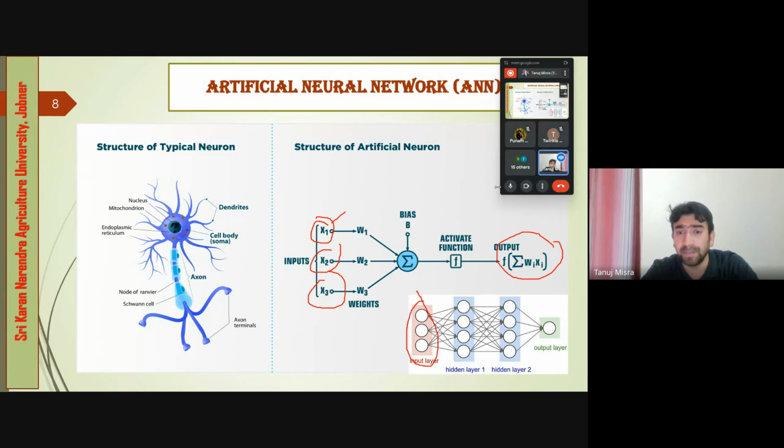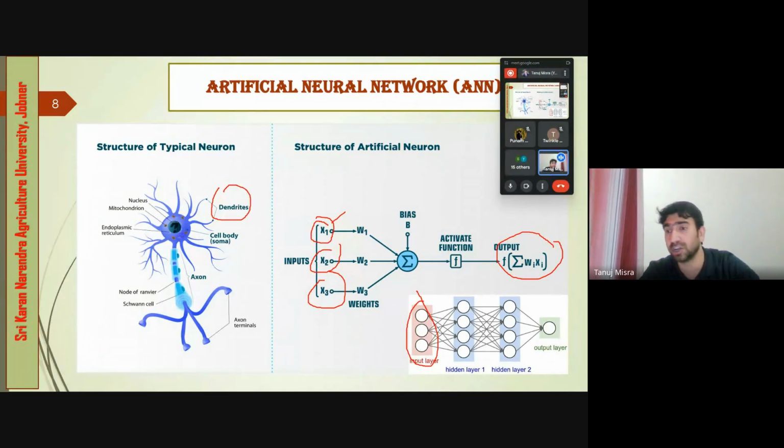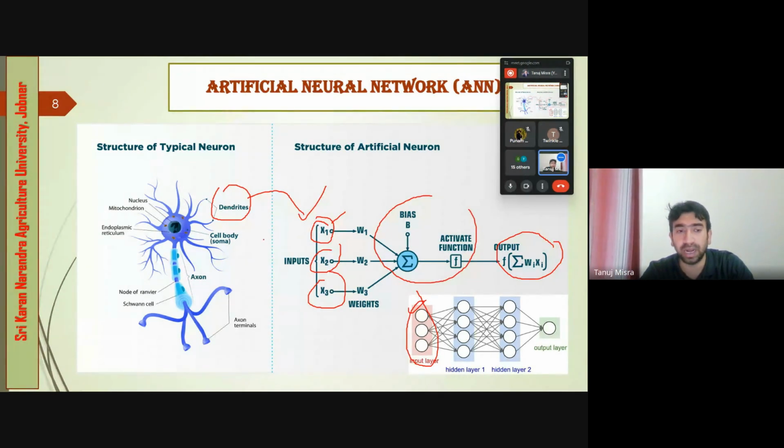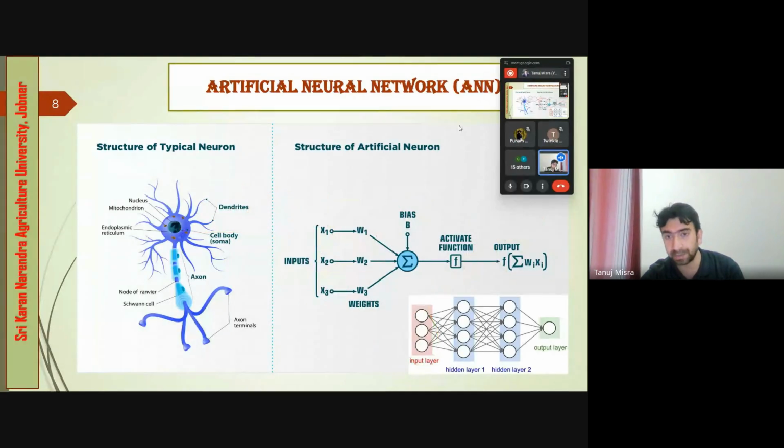So this is the simple structure. We can say the true dendrites, true structure of neurons. This is the input node, the input layer. This is the hidden layer where the whole processing is done, and after that, output. So this is the basic concept. I am just giving you the basic concept, not in the practical sense.